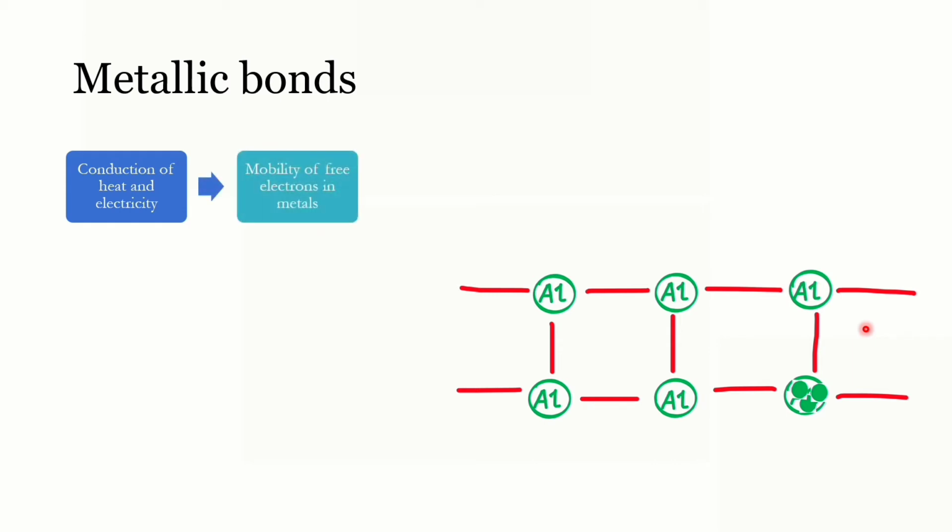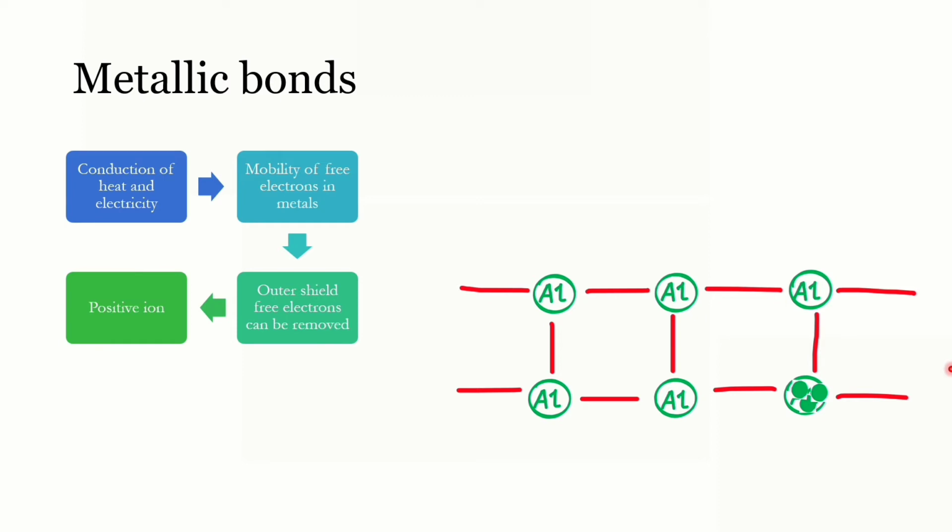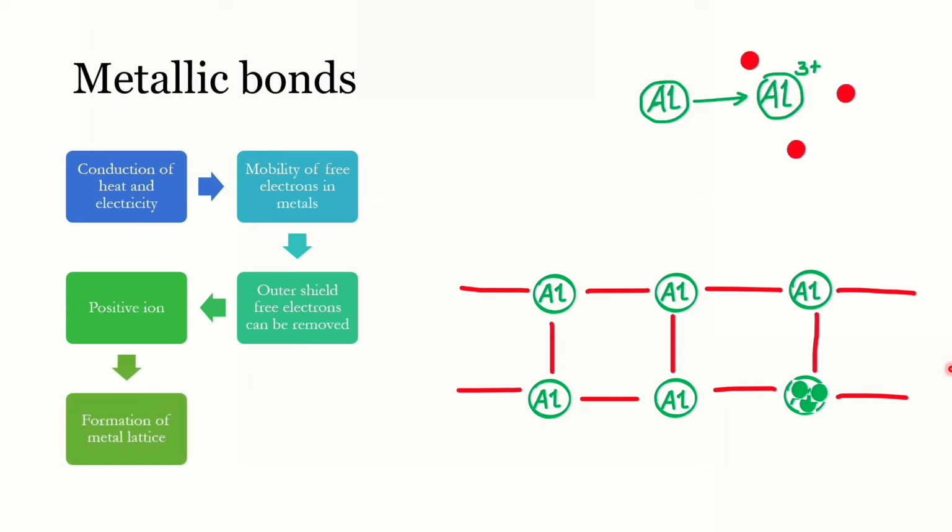So the free electrons in these metals, like with this aluminum here, they will move among the atoms or this metal lattice. So this allows the outer shell electrons to be removed, making these atoms a positive ion, that is aluminium. So aluminium has 3 valence electrons in its outermost orbit, which are given off, making it a positive stable atom, that is Al3+.